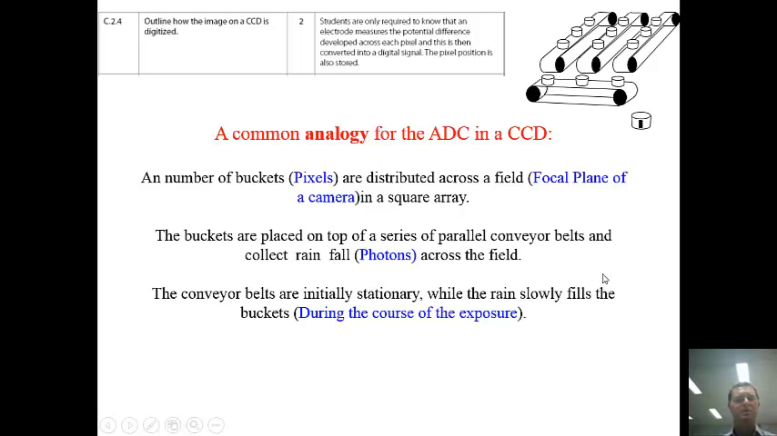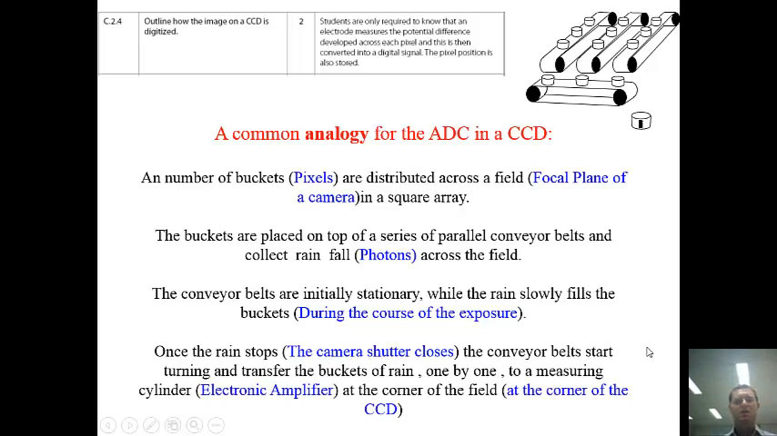The conveyor belts are initially stationary while the rain slowly fills the buckets. So this is the exposure time. Depending on how long the exposure is, more rain is collected. So that's like more photons being collected. Once that's over, the camera shuts, and then we need to process this information which has been collected.